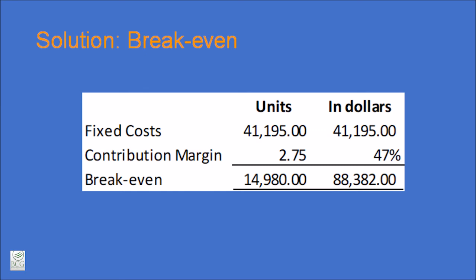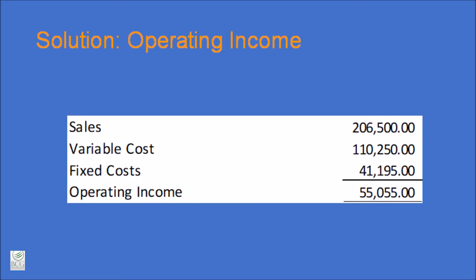Now let's move on to the operating income. We're given the sales, selling price, variable cost, and fixed cost. We can already calculate the operating income. So multiply the sales and variable cost by its total bottles sold last year, which is 35,000, and so the income statement, or rather the operating income statement, is presented here. So sales is equal to 206,500 minus a variable cost of 110,250 and the fixed cost of 41,195, and we'll get the operating income of 55,055.